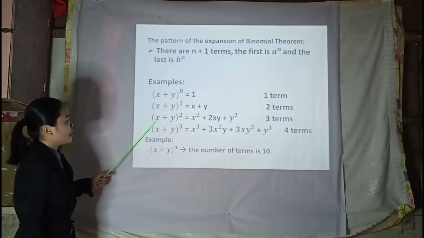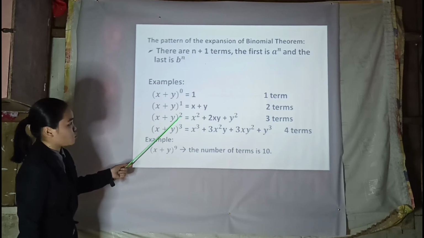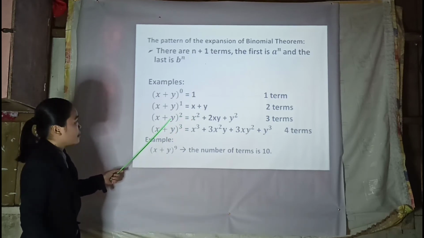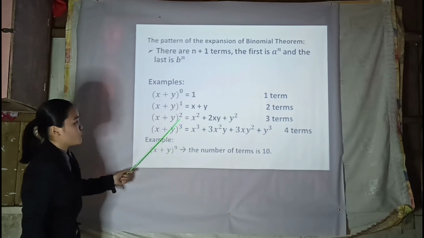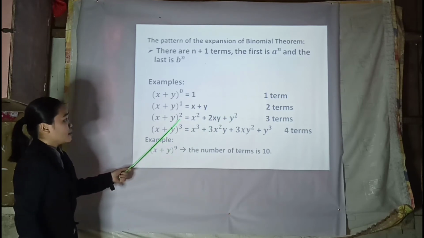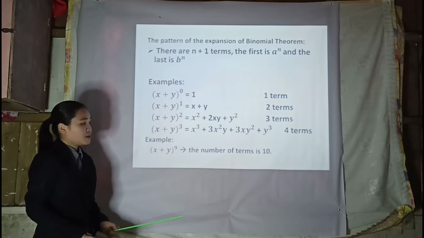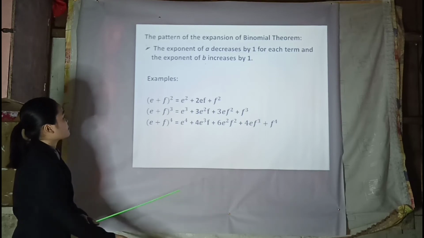So, since our a here is x, so x raised to n, our n here is 2, so x squared. And our b here is y, so our last term here, or our b, is y squared. So, we will copy the exponent or the n. Do you understand? Okay, so let's proceed.